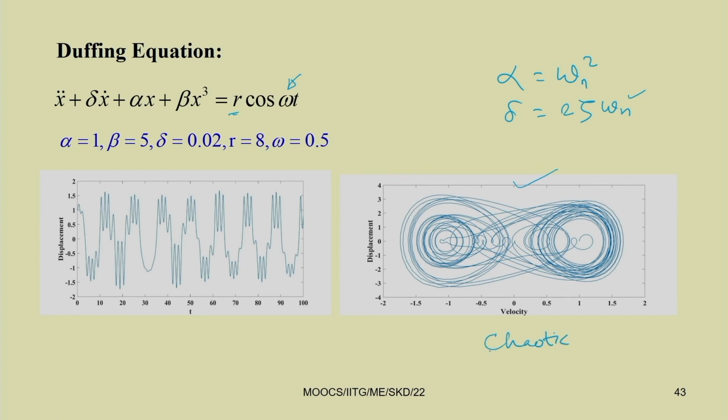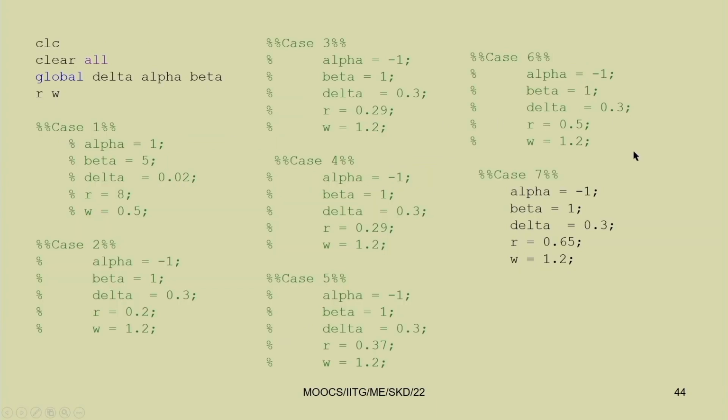This chaotic response is nothing but it contains a number of harmonics, greater than 16 you can tell. It contains a number of harmonics and it wanders between two attractors. So, here it is wandering between this point and this point. You can write a simple code to find these responses for different cases.